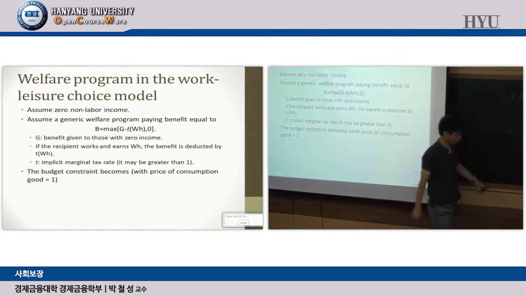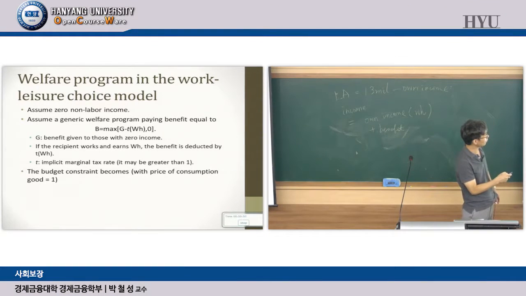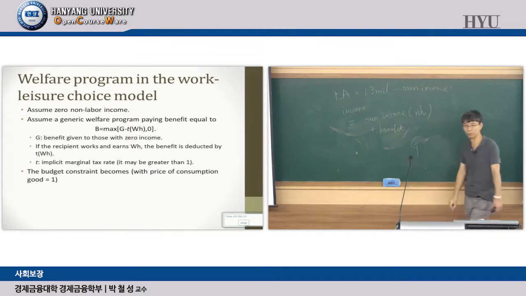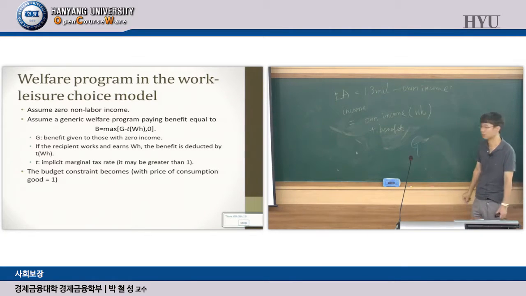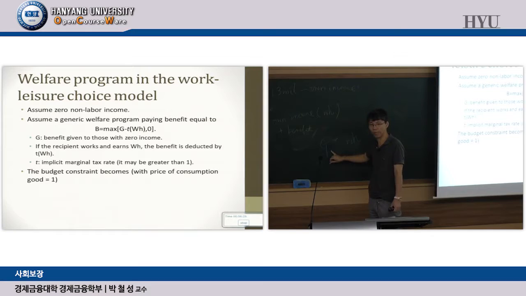By how much? To introduce that one, we use T. T is the implicit marginal tax rate. So what does it mean? It means that, for example, let's say the rule says you get G if you have no income. But if you have own income, WH, let's say the rule says your benefit will be just G minus WH. Okay? Think about it, G minus WH.